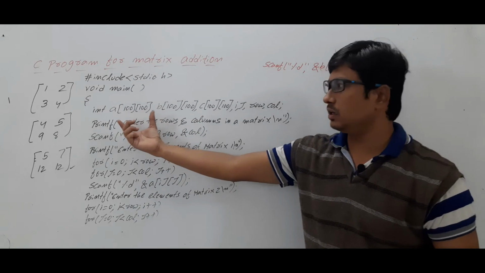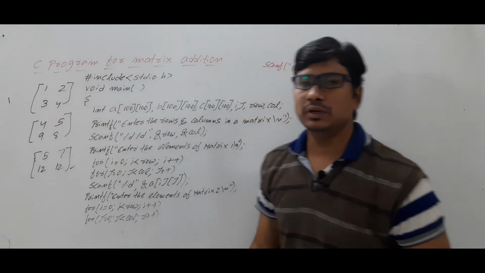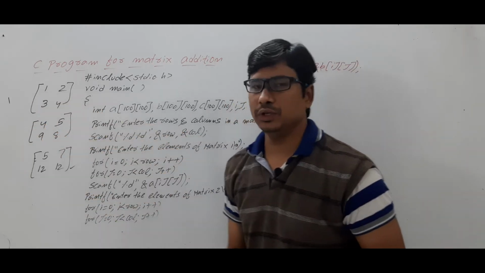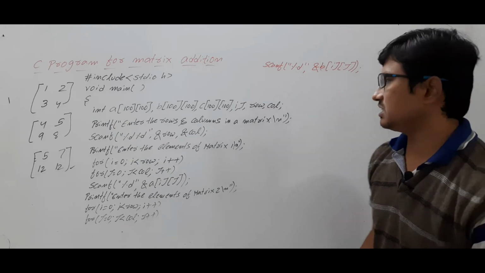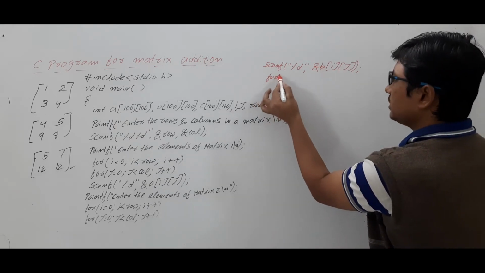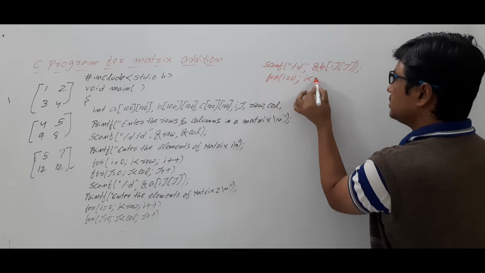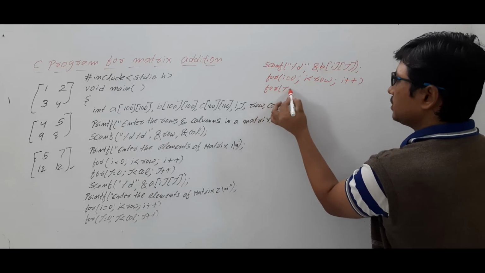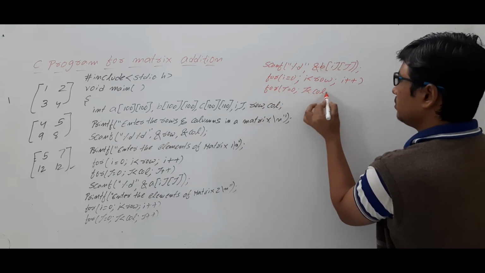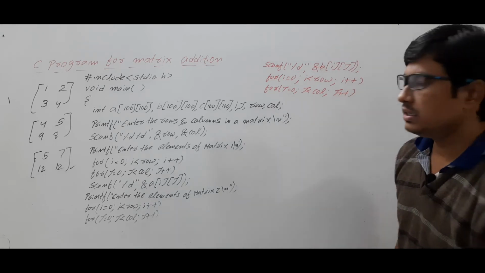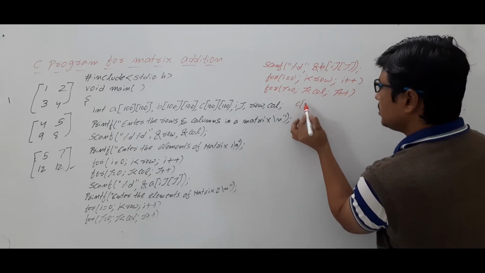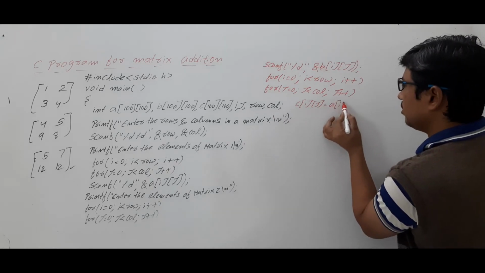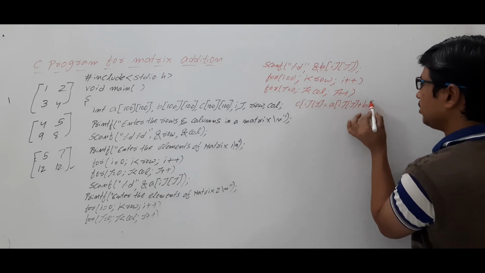Now you have the elements in matrix 1 and matrix 2. What do you need to do now? You need to perform the sum, meaning 1 plus 4 and so on. Again you use nested loops: for i is equal to 0, i less than row, i plus plus; for j is equal to 0, j less than column, j plus plus. Then you write c of i of j is equal to a of i of j plus b of i of j.